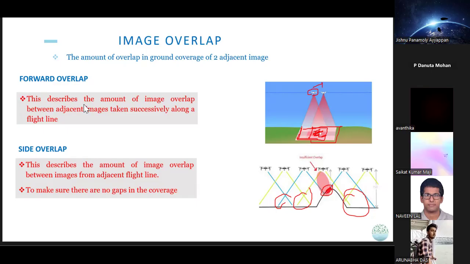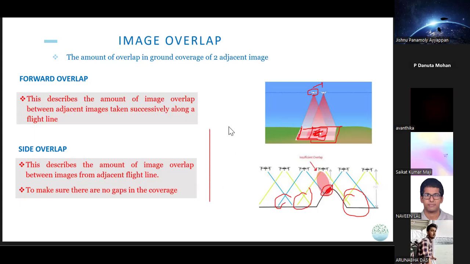Forward overlap describes the amount of image overlap between adjacent images taken successively along a flight line. And side overlap describes the amount of image overlap between images from adjacent flight lines. All of this is done to make sure there are no gaps in the coverage.